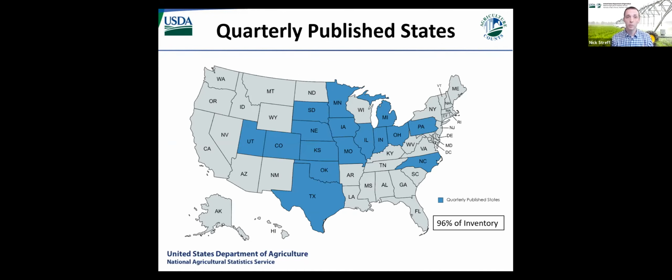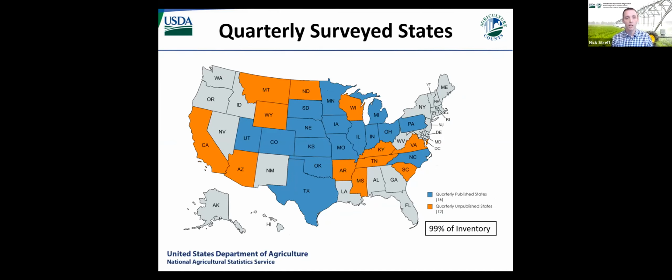So these are the quarterly published states that you're going to find in the publication in March, June, and September. There are, I think, 16 states here, and this covers 96% of the hog inventory. So we're only publishing this amount of the inventory, and these are the states that are part of it. However, in those other quarters, March, June, and September, we also survey these additional unpublished states, these 12. So this makes up 28 states that we survey in March, June, and September. And this covers 99% of the hog inventory. So we don't have to really survey those other 22 states because we're covering the majority of the hog inventory in our normal quarterly program.